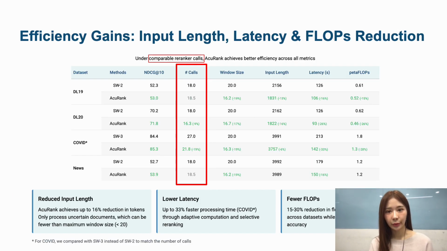Because we only forward uncertain candidates, the average number of candidate documents can be fewer than the maximum window size. Therefore, we can gain efficiency beyond the number of calls. Under similar re-ranker calls, we also observed substantial system-level savings, up to 33% lower latency and 30% fewer FLOPs, while maintaining accuracy thanks to adaptive selection and early stopping, without sacrificing NDCG@10.